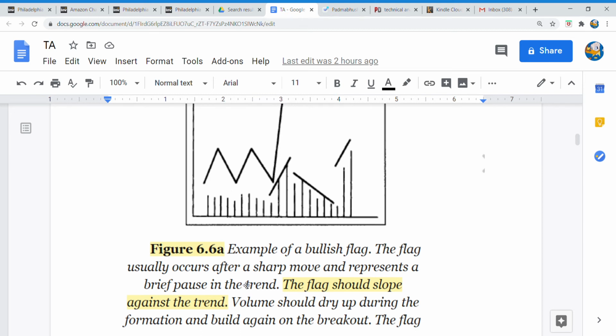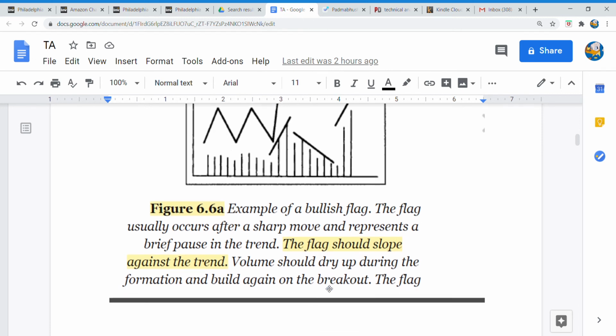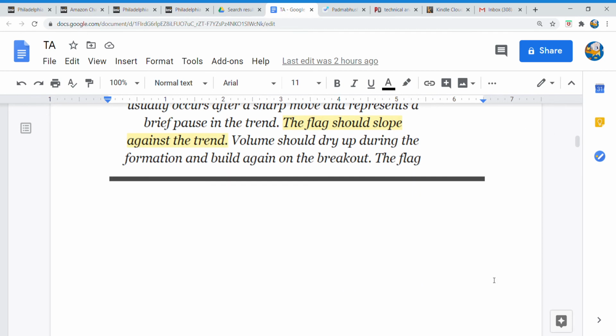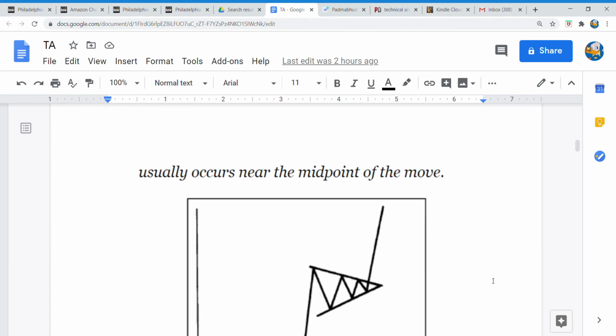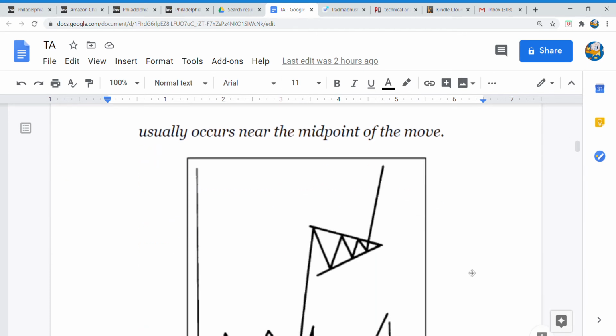The flag usually occurs after a sharp move and represents a brief pause in the trend. A flag should slope against the trend. The volume should dry up during the formation and build again on breakout. The flag usually occurs near the midpoint of the move.